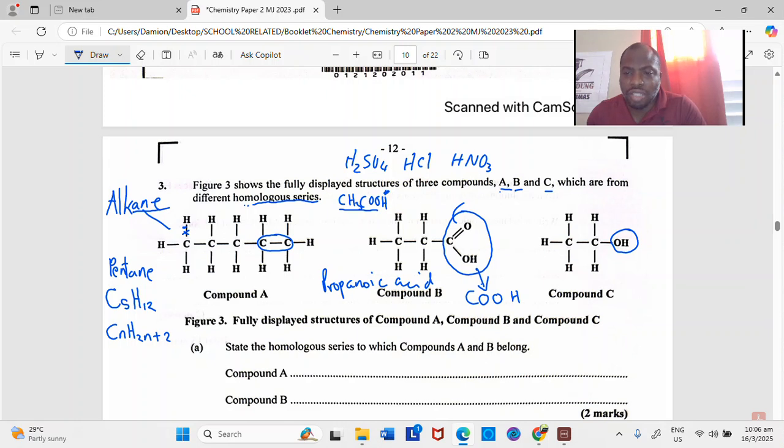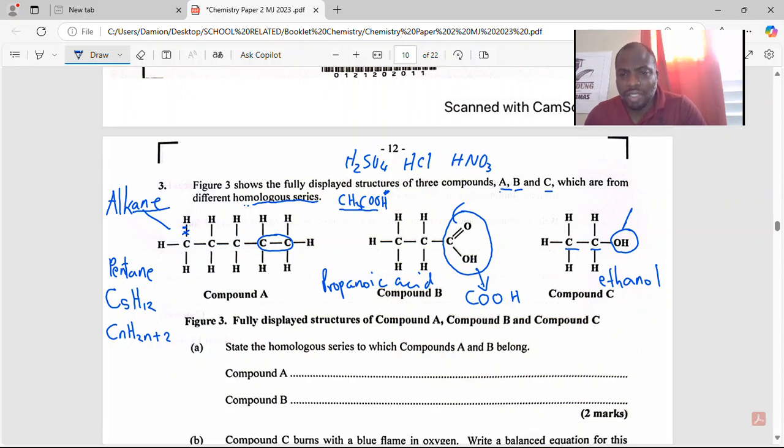We're seeing the hydroxyl group. Once we see this, it denotes the functional group of an alcohol, right? Functional group of an alcohol. And when we're dealing with the alcohol, we end with anol. So we are seeing two carbons, and the prefix for two is eth. And so this would have been ethanol. And we are familiar with that in our everyday life when we talk about ethanol.